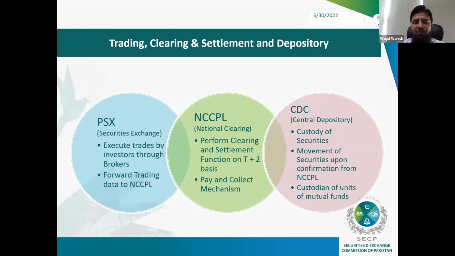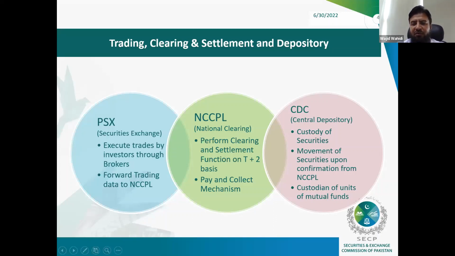A account to B account. So once an investor buys shares on, say, Monday, his shares shall be transferred to his account on Wednesday. That is T+2 basis, trade plus 2 days. The 2 days are for clearing and settlement purposes.